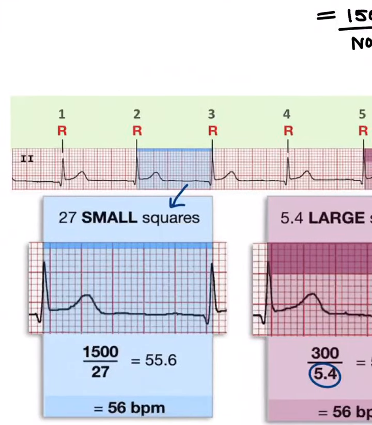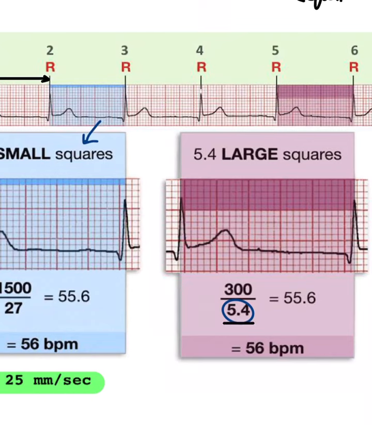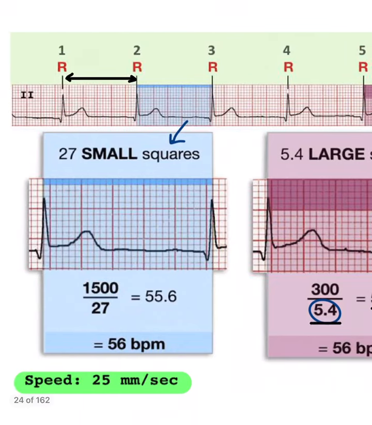Now suppose we take an example. This is the distance between the RR interval. Now count the large squares: 1 2 3 4, and some part here and some part here. That comes out to somewhat around 5.4 squares. So if you do the calculation, it comes out to be around 55 beats. Now count the small squares: 1 2 3, then 5, 8, 13, 18, 23 and 4, that is 27 squares. That will also come around to the same thing.